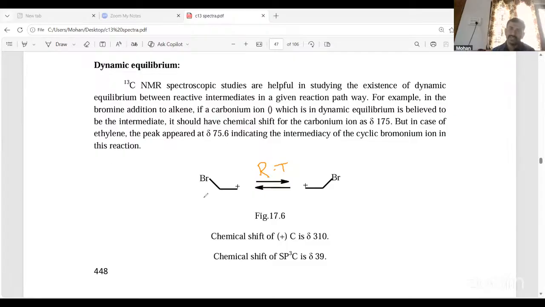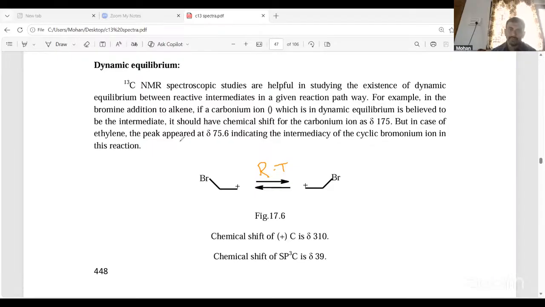So it won't require any additional reagents or additional conditions here, right? Without applying additional conditions, the interconversion, the forward reaction as well as the backward reaction, is taking place. So whether the equilibrium is established in this reaction or not will be studied with the help of the C13 spectra.